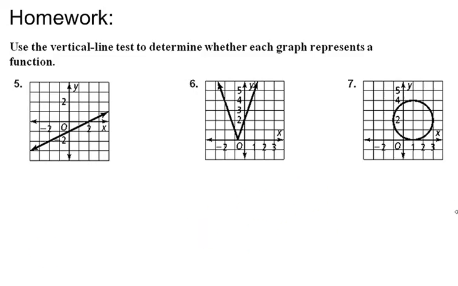So on your homework, you have to decide if these are functions or not using the vertical line test. And that was the end of our lesson today. And we'll continue with the rest of the lesson, the back half, on Monday.